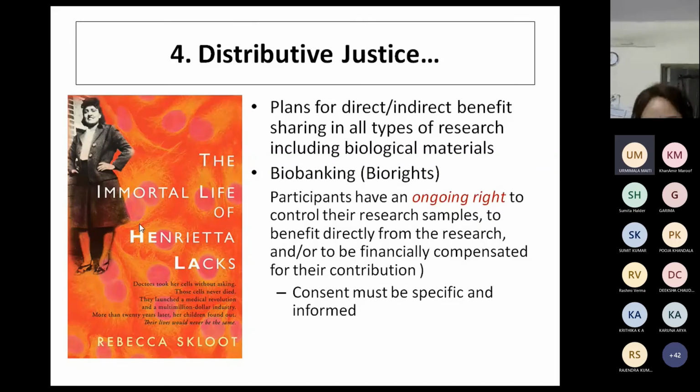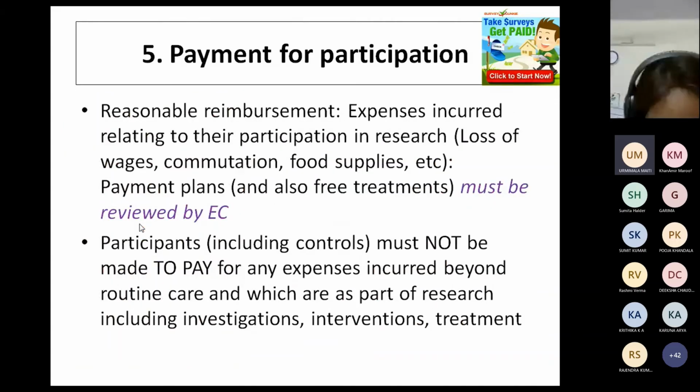Payment for participation. The IEC document also has this part where you should mention a reasonable reimbursement, and reasonable means the expenses which are incurred during the participant's involvement in the research. For example, there's a loss of wage because the participant had to travel that day to come to your institute to give his samples. Okay, so this must all be reviewed by the ethical committee, right?